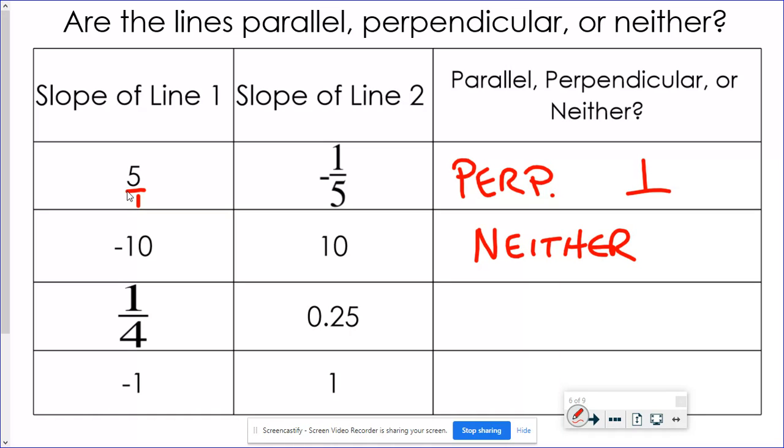For the third one, 1/4 and 0.25, we don't tend to see slope as a decimal, but 0.25, you know, is 1/4. That's the same, that's going to be parallel. Or here's our symbol. And then for the last one, -1 and +1. This is tricky, and I wrote it this way on purpose to go with the -10 and the +10. -1/1 and +1/1. They are different signs, and I could easily have used the reciprocal. I could flip that, and it would look the same, but they are opposite reciprocals.